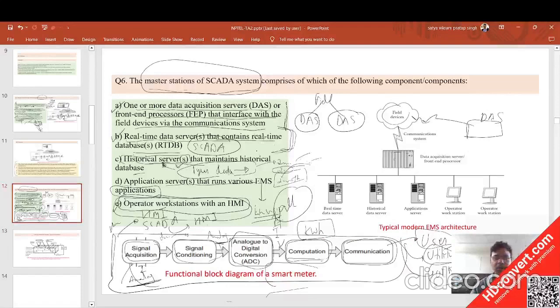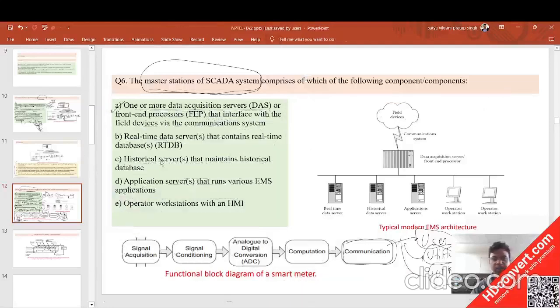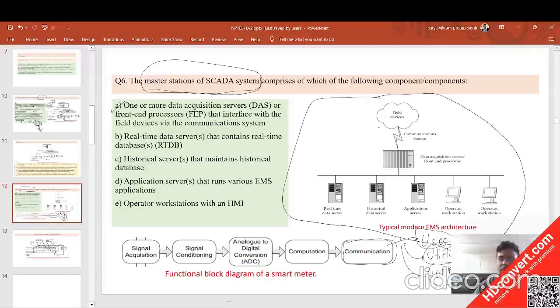If you see this, I have explained this SCADA based system. In the last question, if you see this image, the typical modern EMS infrastructure, in the upper part there are certain field devices. Field devices communicate through the SCADA system. The SCADA system collects and acquires the data, and then it is transferred to the servers, such as real time servers, historical data servers, application servers, or the operator workstation.